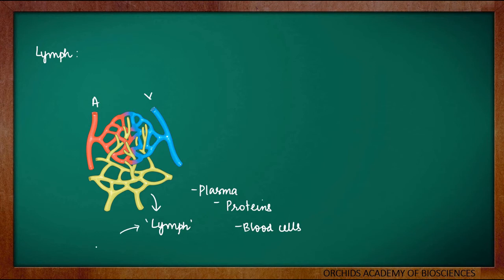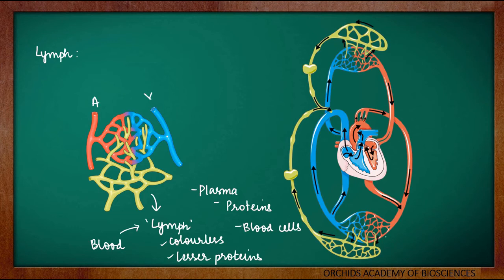So the origin of lymph is from the blood. But it is different from blood because lymph is colorless, unlike blood because blood is red in color, and lymph has lesser protein than blood. Now this lymph fluid, which is an extracellular fluid, will now drain into the lymphatic capillaries.